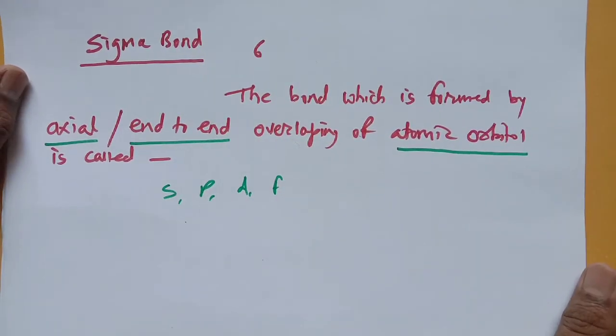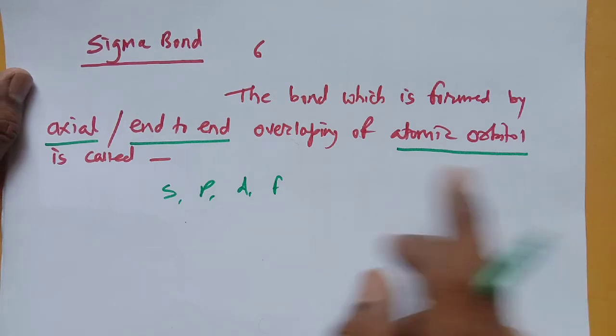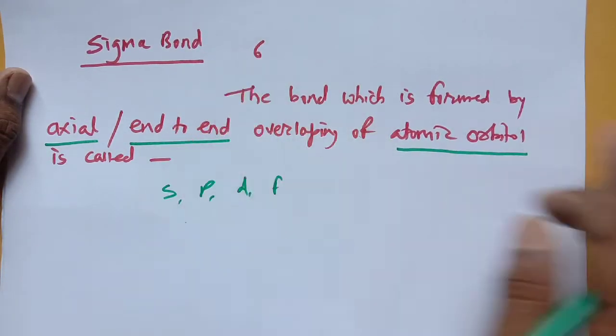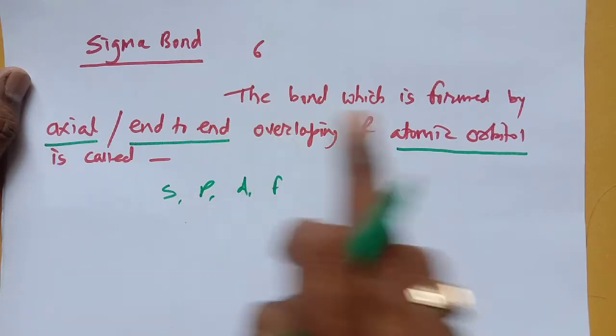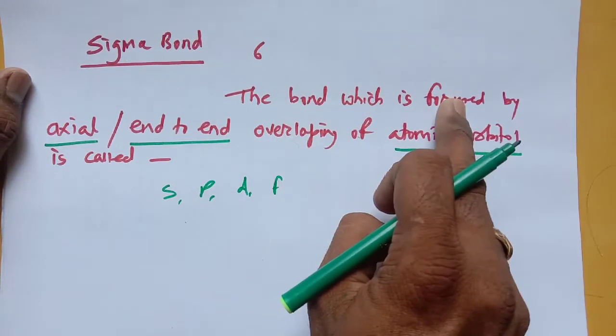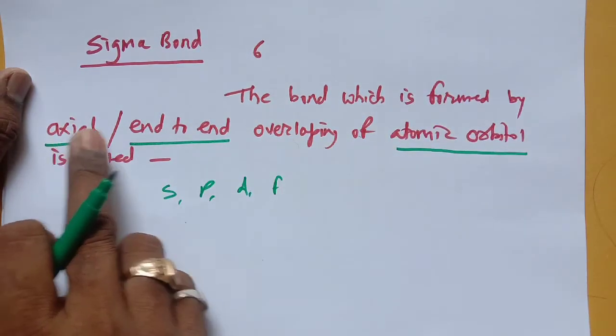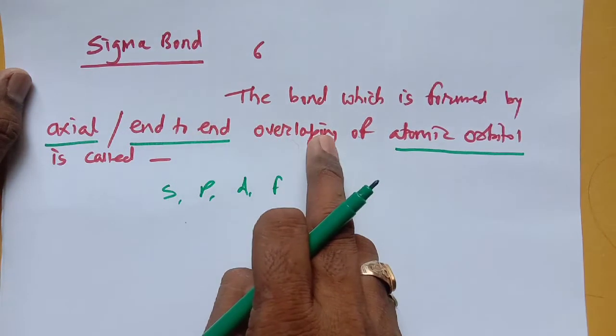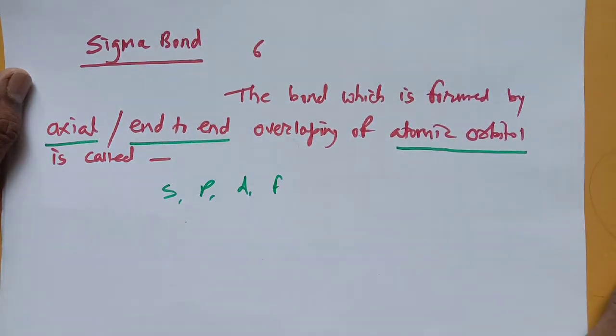Dear friends, in today's class, we will discuss the details about the sigma and pi bond. Let us start with the sigma bond. Sigma bond is denoted by the Greek letter sigma. The definition of the sigma bond is that the bond which is formed by the axial or end-to-end overlapping of atomic orbitals is called the sigma bond.